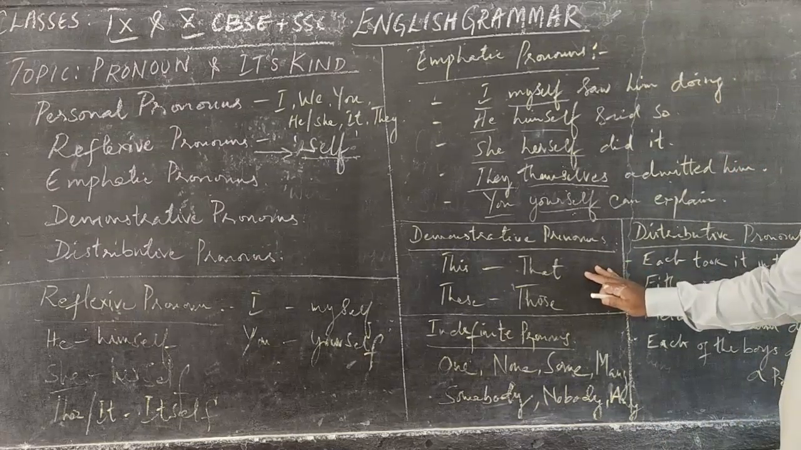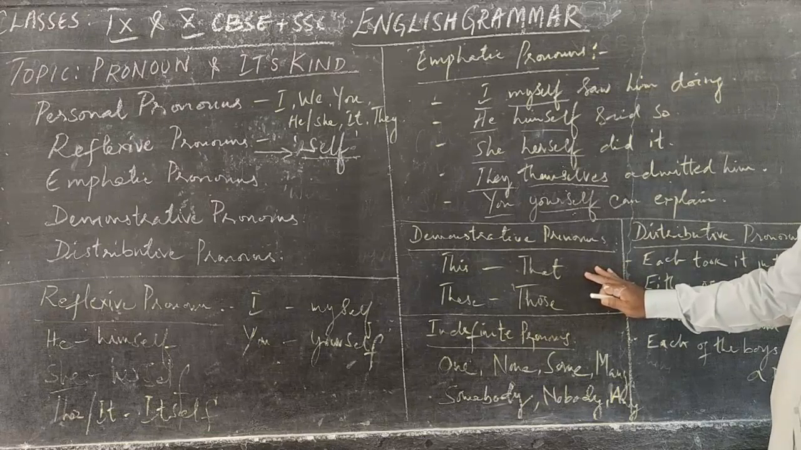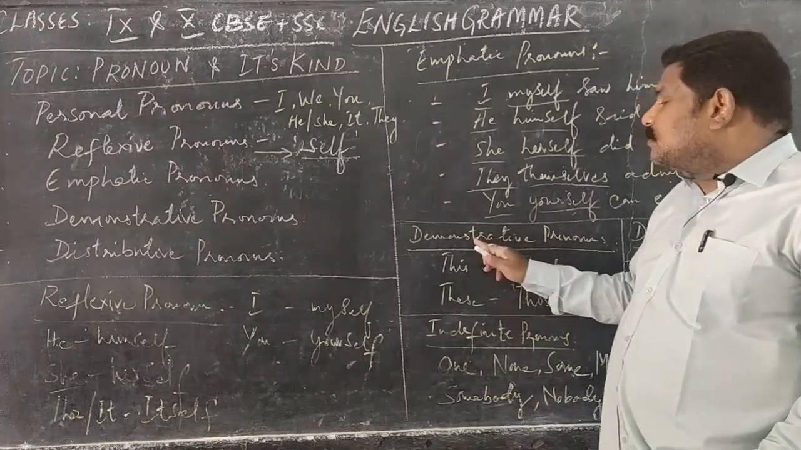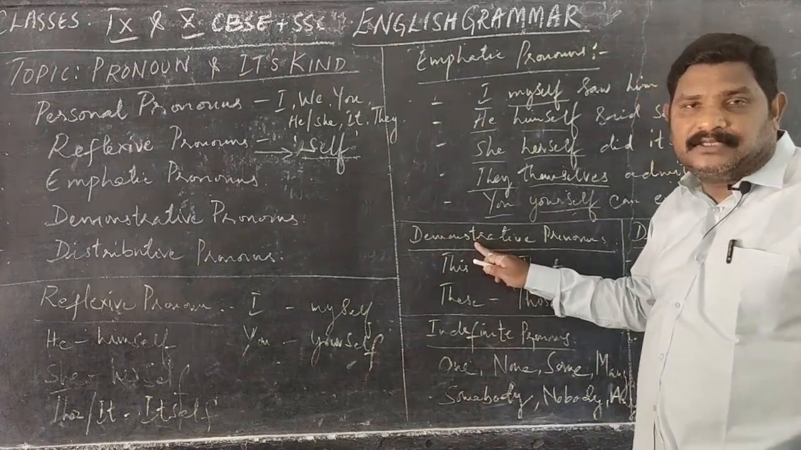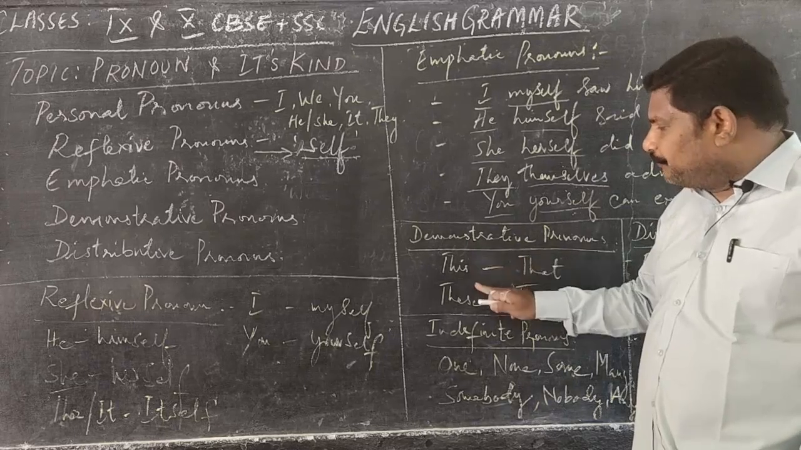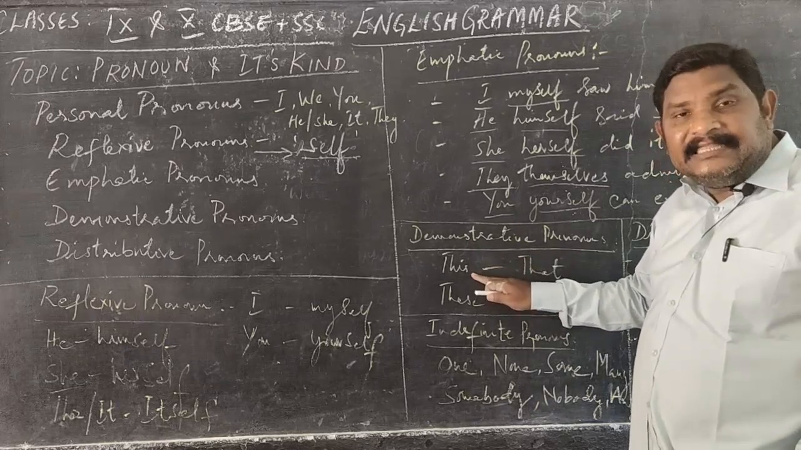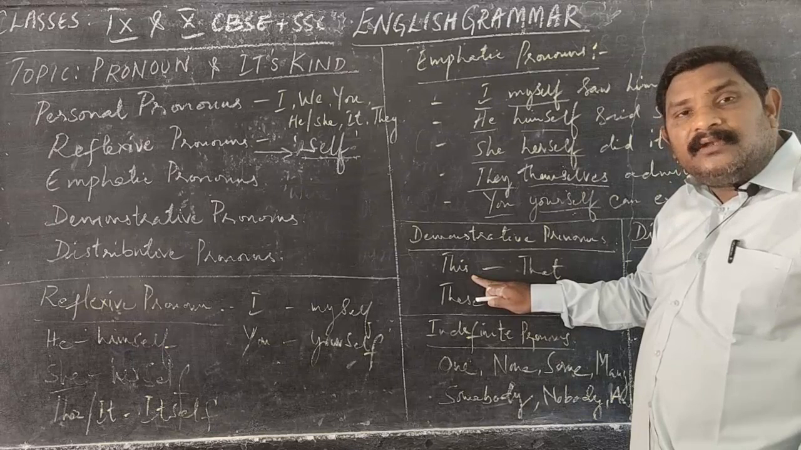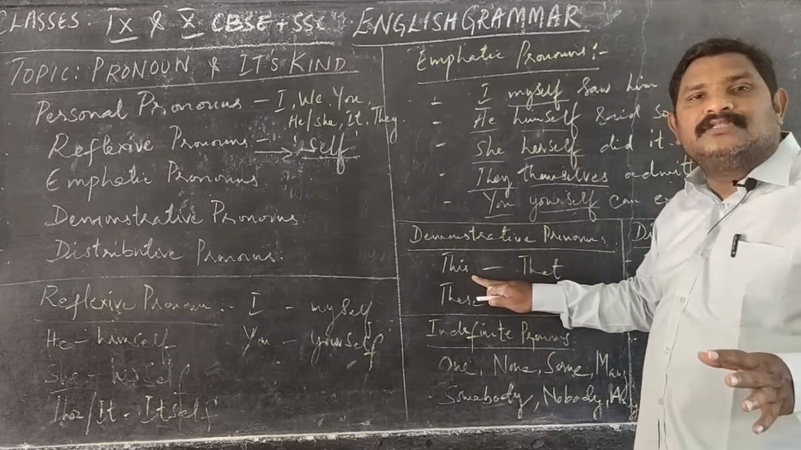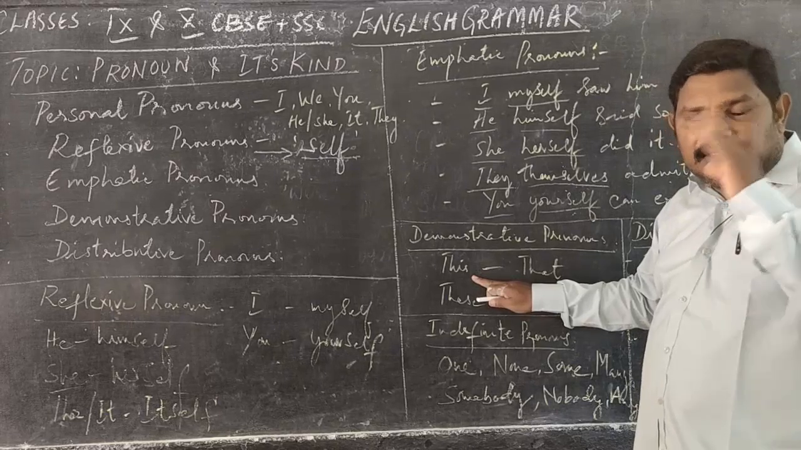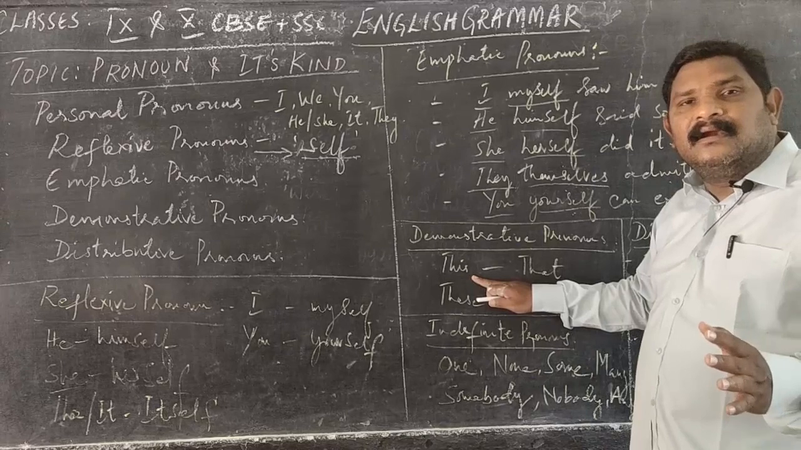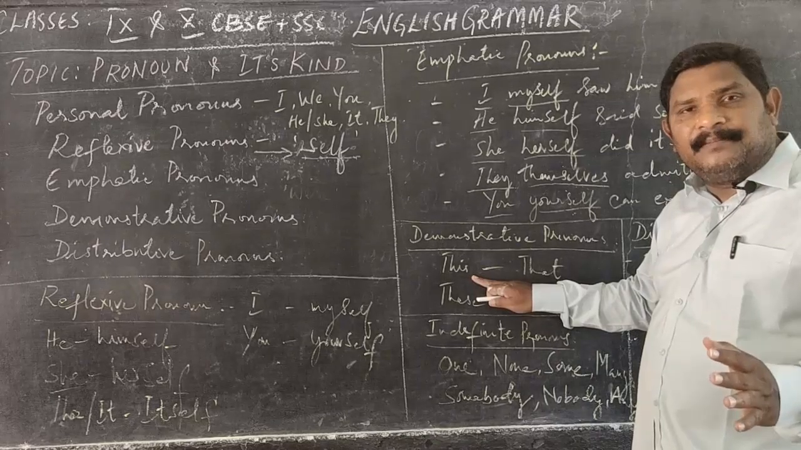Let us come to the fourth one. Dear students, the fourth one is again very useful in our sentences. We use it very much. What is it? It is called demonstrative pronouns. There are four. This is a word which is used to refer to singular nouns which are nearby. Please concentrate on the board, my dear friends.